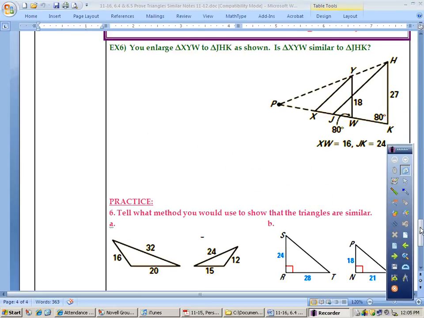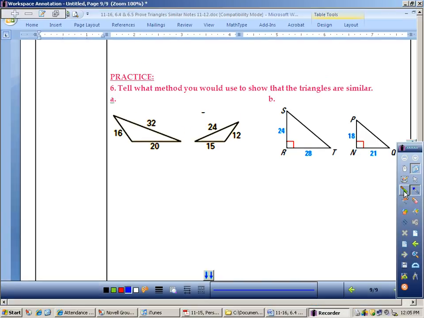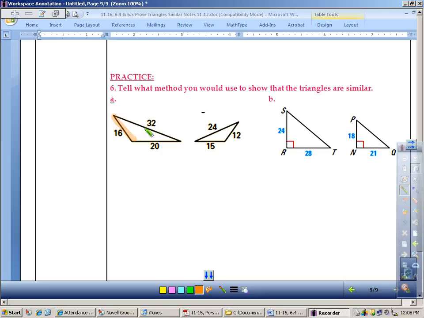And last couple practice here. What method can we use? Well, when I see all I have is three sides, I'm looking at probably side, side, side, so I need to compare the corresponding. So I have shortest side here goes to the shortest side here, longest, compare the longest, and middle to middle. And we just set up those ratios.